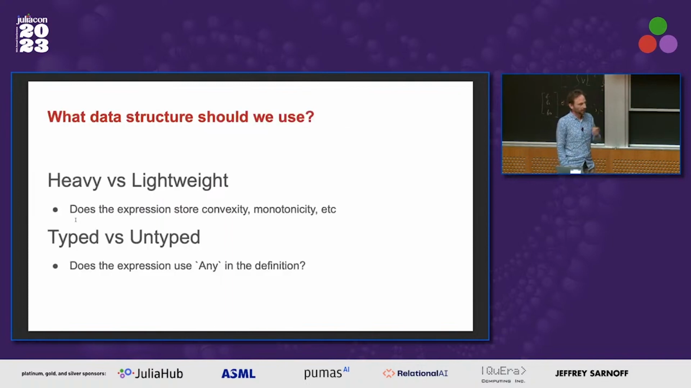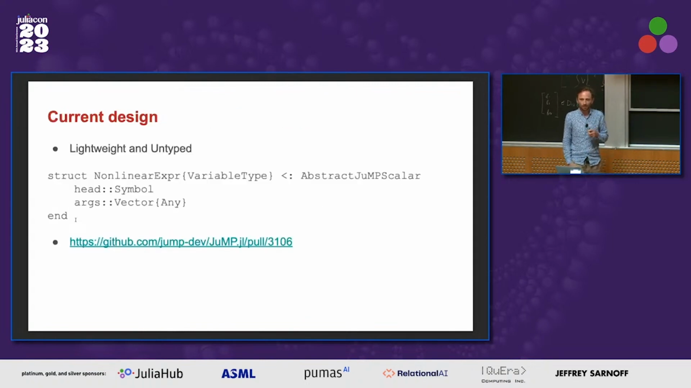So in terms of this heavy, lightweight, and untyped trade-off, I think we're actually choosing to go towards the lightweight end of things, because all we provide is a symbol and a vector of any, and then a kind of untyped thing, because you only have a vector of any. We're not trying to put any specialized type information into the nodes in the expression graph. So effectively, this is going to be the new design of nonlinear expression in JuMP. A head and then a vector of any, and it's just totally inspired by the Julia expression.